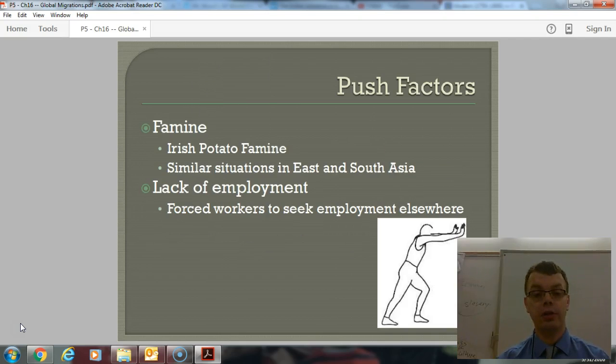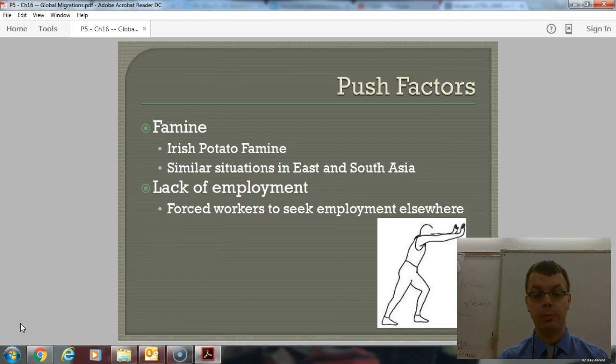Other push factors are famine. There's the Irish potato famine, where basically in the Columbian Exchange, potatoes are brought from the Andes into Ireland, and this is a good thing kind of in a way because it gives a food supply for people in Ireland. Unfortunately, Britain colonized Ireland, and they limited the food that the Irish people could eat, and many of them were just eating potatoes and milk for a long time.